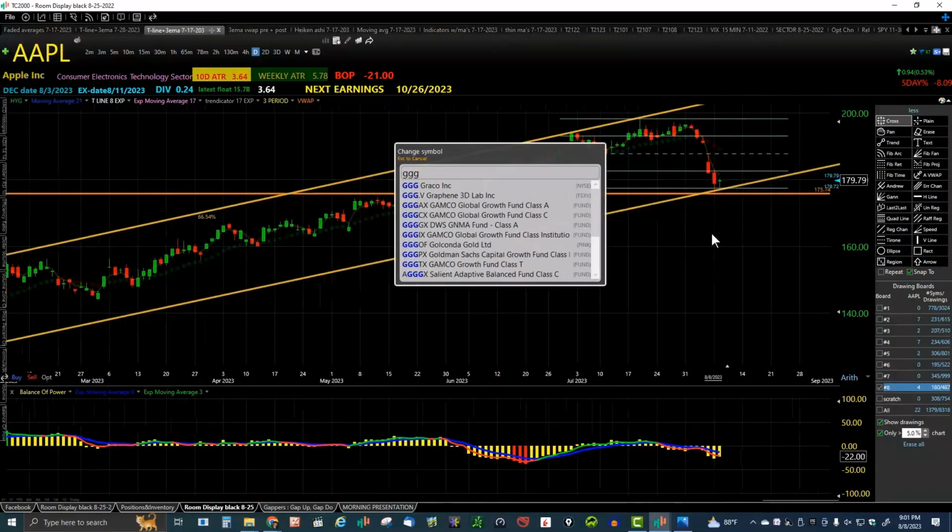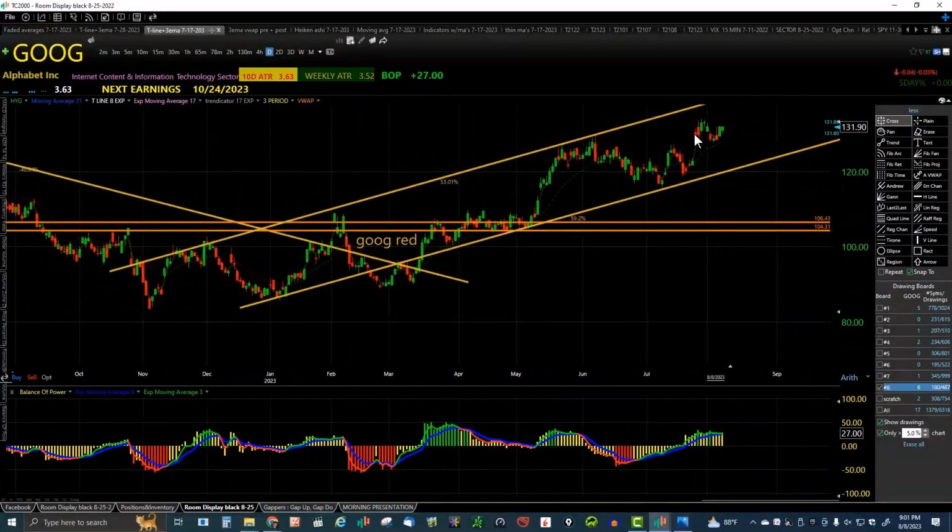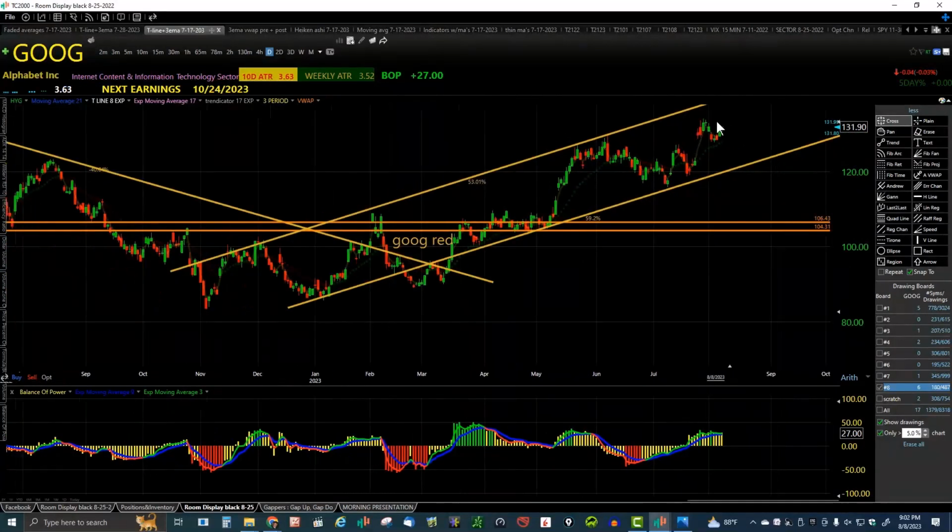Google. No trick, just an uptrend. Possibly setting up a head and shoulders. All right, possibly. Doesn't mean it is. Got a head here, and then a possible shoulder here, possible head and shoulders on Google. But it's in an uptrend. Play it from one side of the channel to the other. That's what I like to do.